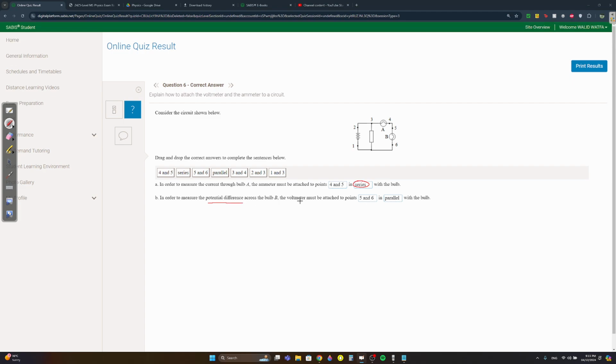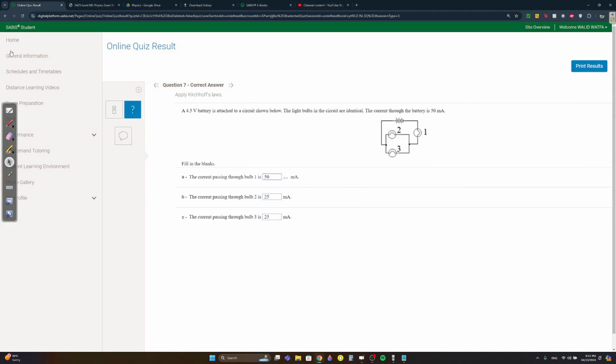Then to measure the PD across bulb B, you would connect it in parallel. PD is the easiest one. You just take it outside like this, and you put a V here. Okay, so between 5 and 6, and it must be parallel. Please don't forget that when you draw a circuit, and if they ask you, it must be straight lines, always making right angles. Okay, it's not allowed to be bent or curved.